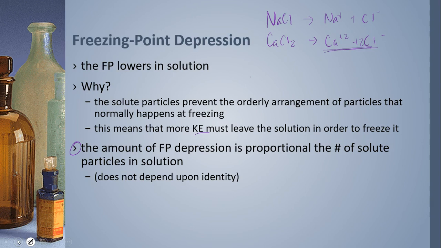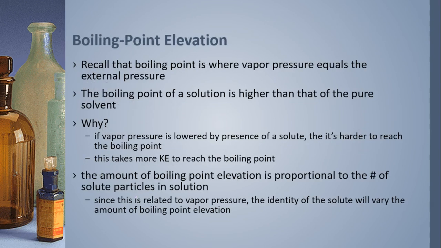Now we have one more to look at. We have boiling point elevation. So simply put, what this means is that the boiling point of a solution is higher than the solvent by itself. So remember from before, in module maybe 12, that boiling point happens when the vapor pressure equals the external pressure.